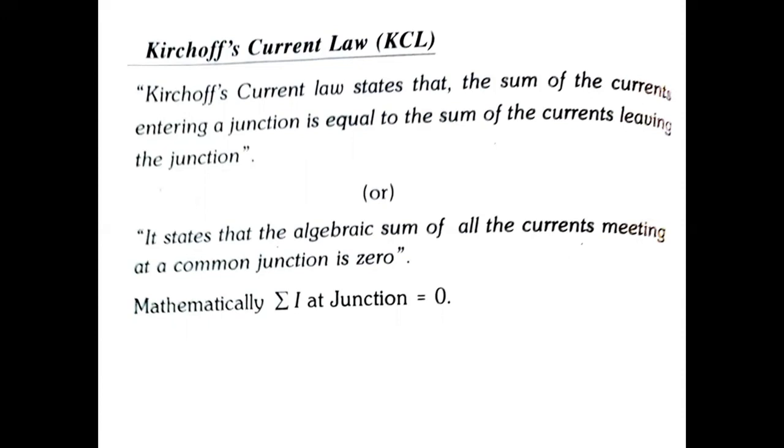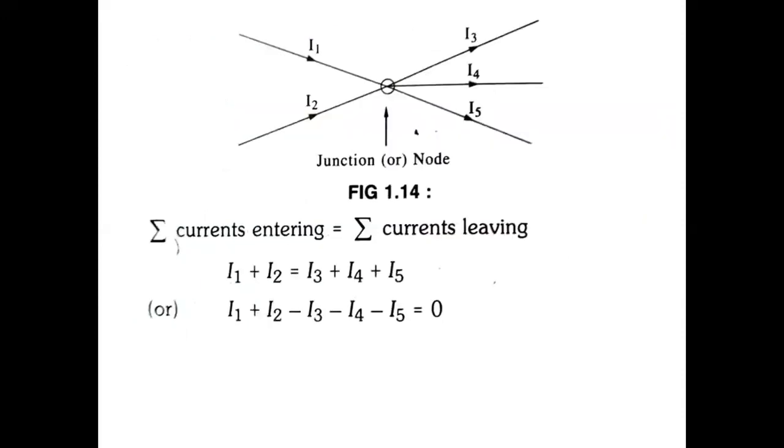Kirchhoff's current law states that the sum of the currents entering a junction is equal to the sum of the currents leaving the junction, or the algebraic sum of all the currents meeting at a common junction is 0.